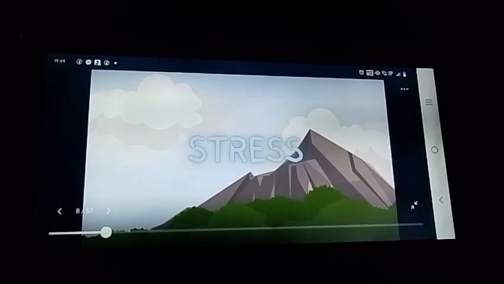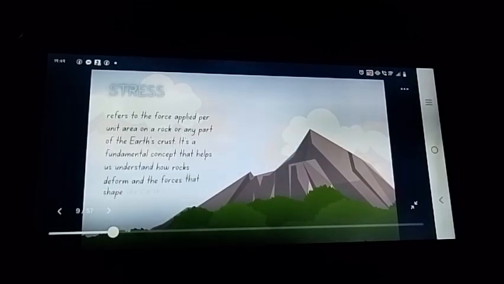Stress. Stress refers to the force applied per unit area on a rock or any part of the Earth's crust. It's a fundamental concept that helps us understand how rocks deform and the forces that shape the Earth's surface.